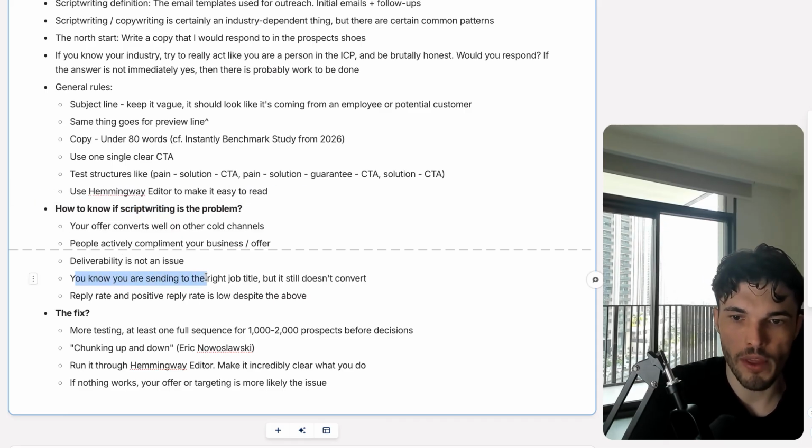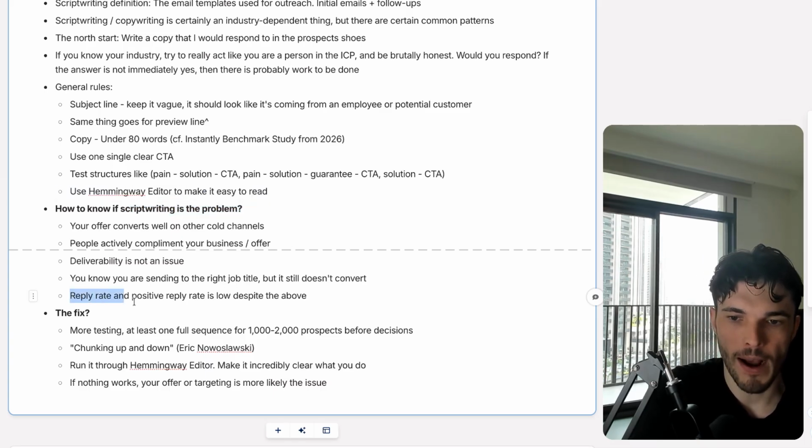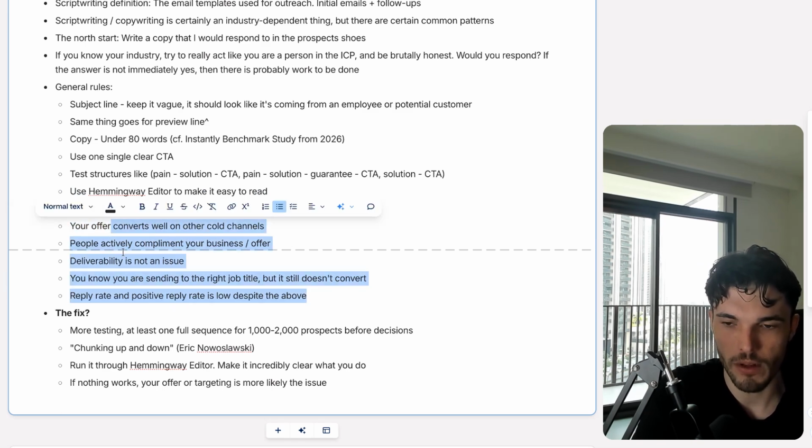Another thing here is you know that you're sending to the right job title, but it's still not converting. So let's say your main ICP is CEOs of a particular segment of small businesses, or founders or whatever. And you know that you're sending to founders. You've checked through the data list, you've had AI review your data list, you've manually checked a sample of it. It's the right people, but it doesn't convert. Again, that ties back to script writing. Reply rate and positive reply rate is low despite all of the above, right? That's the thing you want to take into account here.